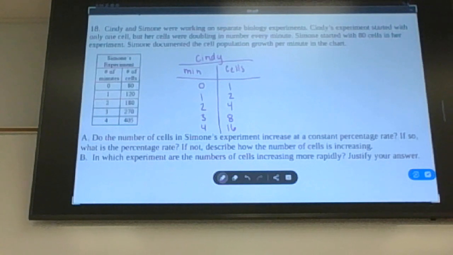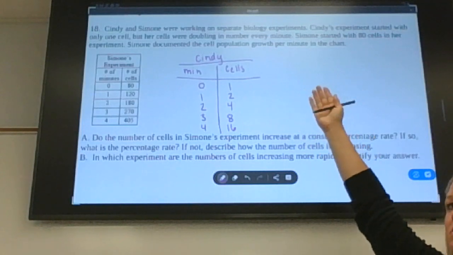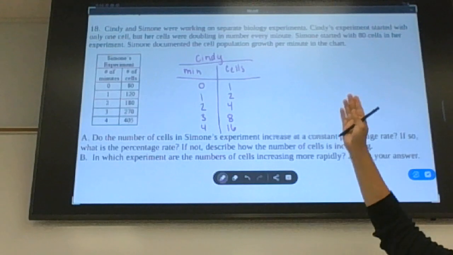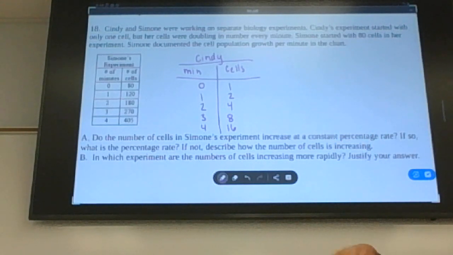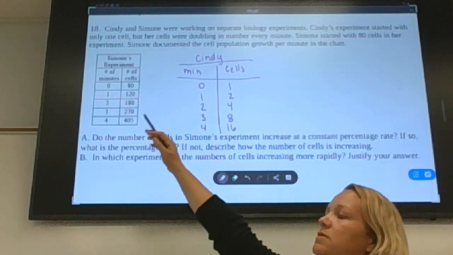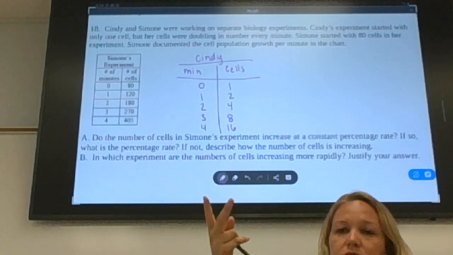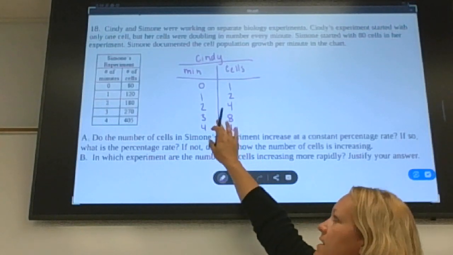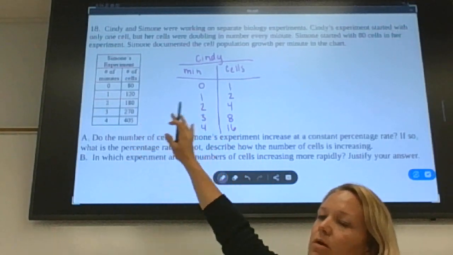This is actually new within the last few years. When I had to take a test like this, they just made me compare 2 tables. But here, they want you to compare words. They didn't give you an equation for Cindy. They didn't give you a table or a graph for Cindy. All they said is that her cells are doubling. They want you to compare words to a table. So they want you to compare 2 different representations. Quite a bit, they want you to do that. So we're making this since they didn't give us a comparable table.